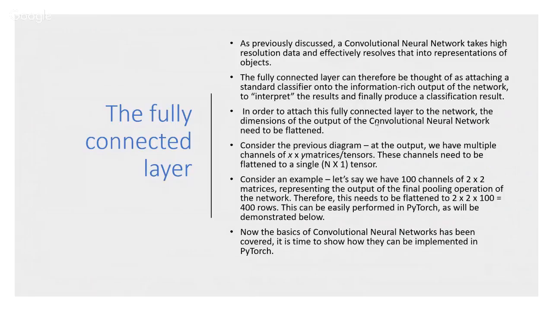So consider the previous diagram. As the output, we have multiple channels of X by Y matrices, or tensors. These channels need to be flattened. Consider an example. Let's say we have 100 channels of 2 by 2 matrices representing the output of the final pooling operation of the network. Therefore, this needs to be flattened to 2 times 2 times 100 equals 400 rows. This can be easily performed by PyTorch and will be demonstrated below. Now that the basics of the convolutional neural network have been covered, it's time to show you how it can be implemented in PyTorch.